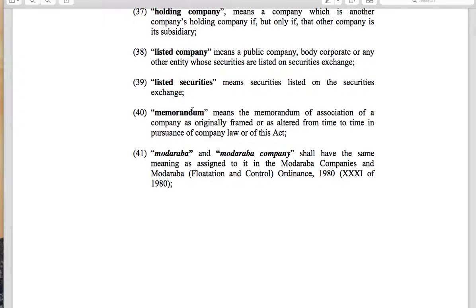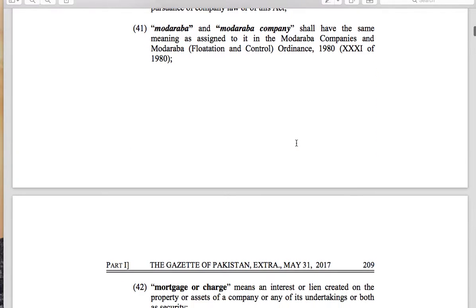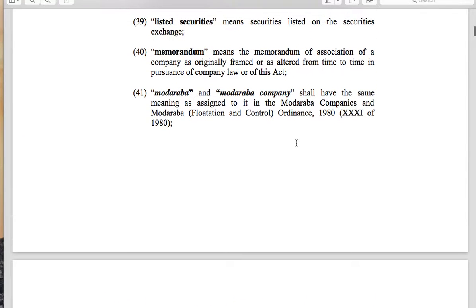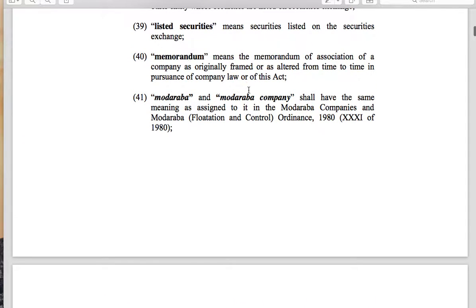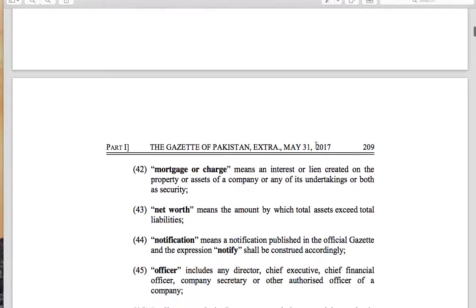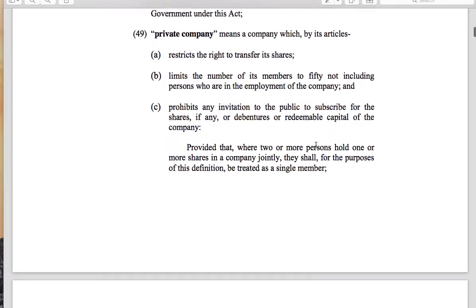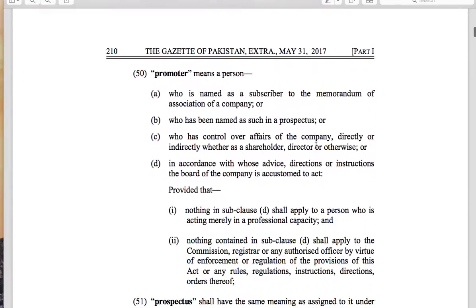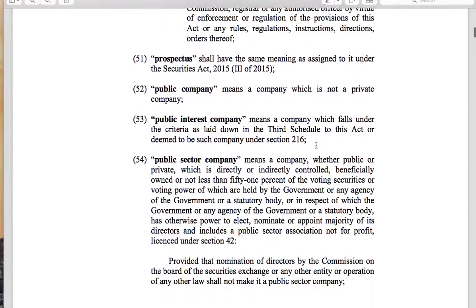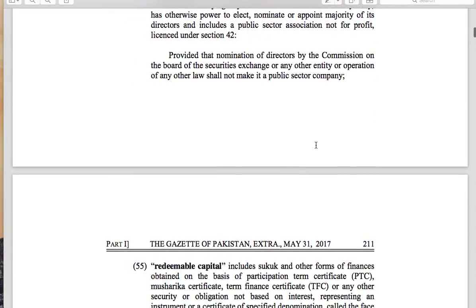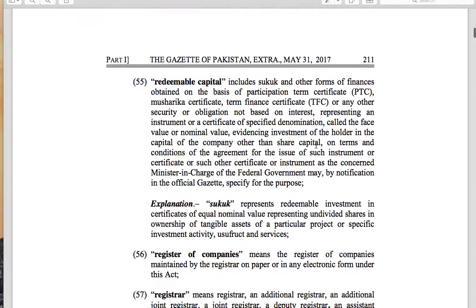Memorandum, that is the constitution that states the basic objective, the basic activity, the primary objective of the company, and it's important that your memorandum state the business according to the name of the company. Then net worth, notification, officer, private company, promoters, public interest companies. So companies have been defined.